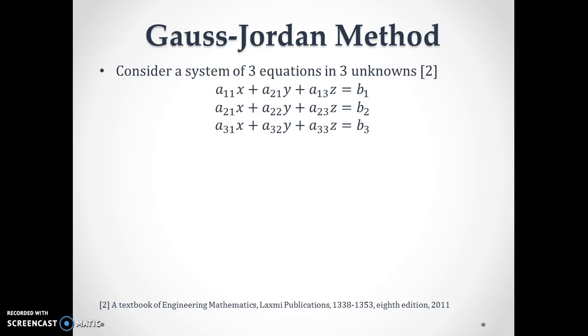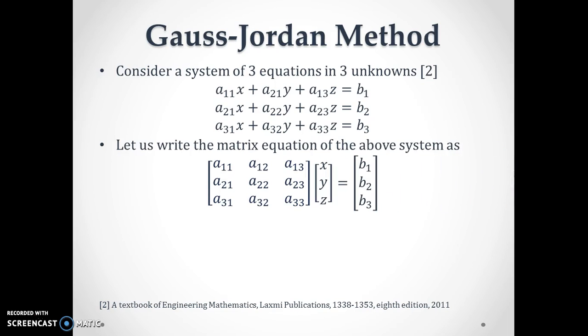Now for simplicity, I'm going to consider the system of three equations in three unknowns, but the same procedure is applicable for 4 cross 4, 5 cross 5 or up to n cross n matrix system of linear equations. So what we do next is, once we have the system, we rewrite the system in the matrix form in this way. This is the coefficient matrix, the solution matrix and the constant matrix. So therefore we get this as a compact form.